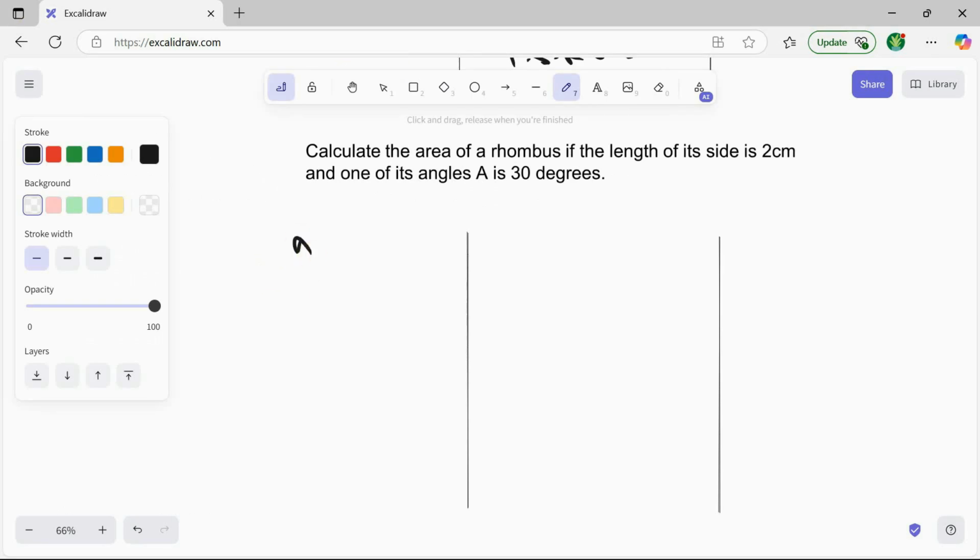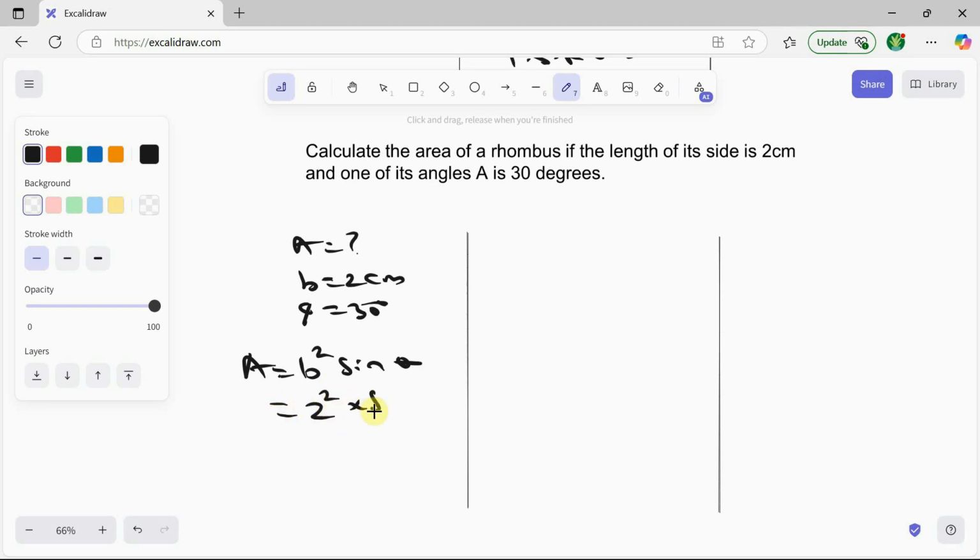So we're trying to find the area where one of the lengths, let's call it B, is 2 centimeter and the angle, let me just call it A, is 30 degrees. So we know that we have a formula that the area A is equal to B squared sine theta, right? And that will be 2 squared times sine 30 degrees. Sine 30 degrees is 1 over 2. So that will be 4 times 1 over 2. So 2 cancels 4, and that will be 2 centimeter squared. Simple and short. The most important thing is that you must know your formula.